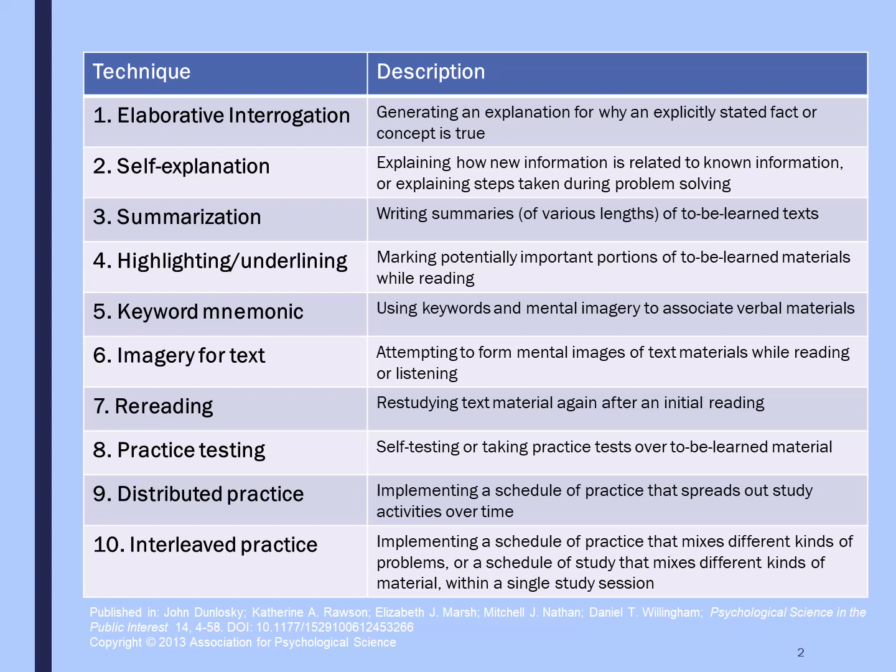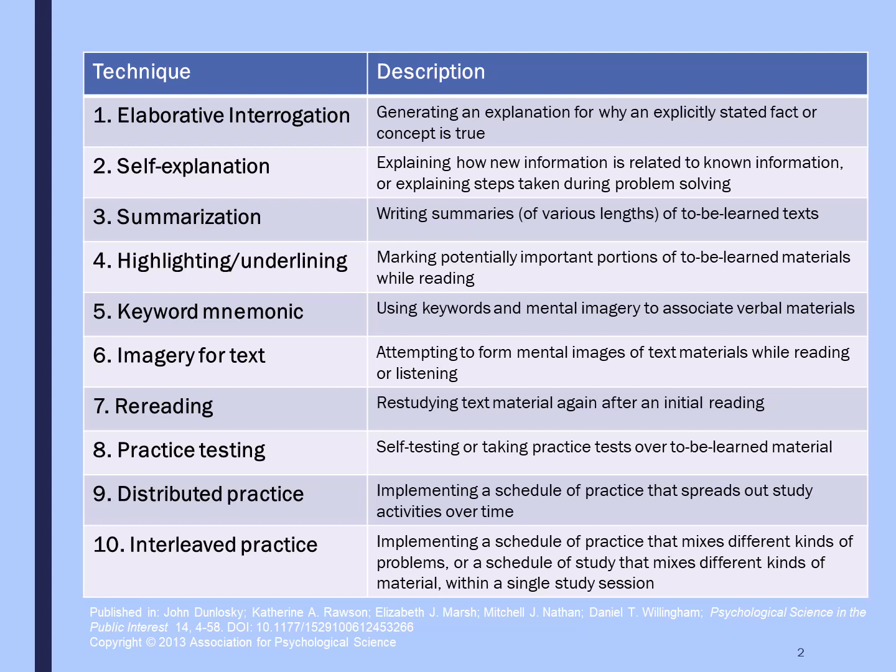Next is summarization, which is where you write summaries of text that need to be learned. Highlighting and underlining come next, where you mark potentially important portions of material that need to be learned while reading. Keyword mnemonic is using keywords and mental imagery to associate verbal materials. For example, saying 1 is a bun, 2 is a shoe, 3 is a tree, 4 is a door, 5 is a hive, and 6 is sticks.